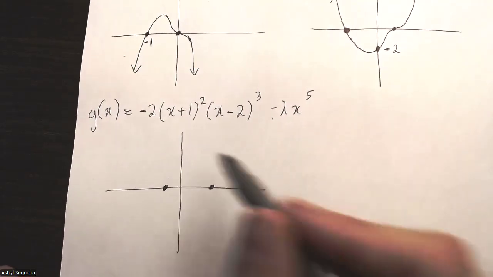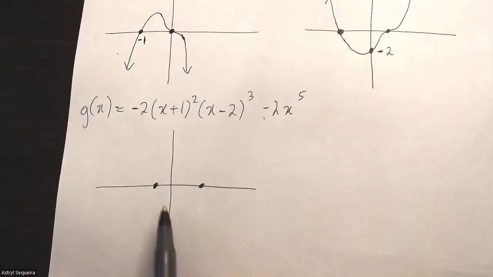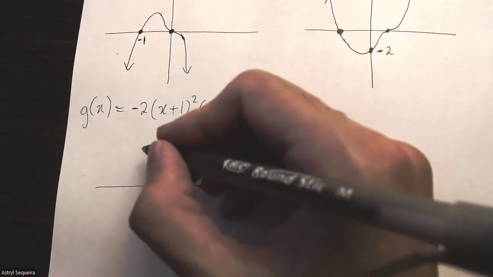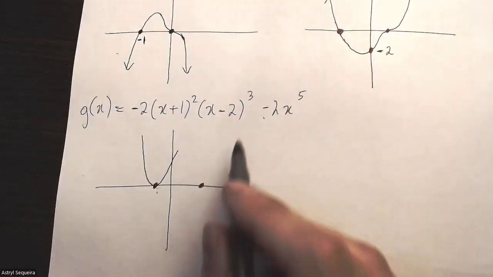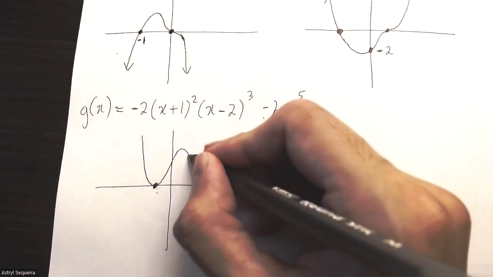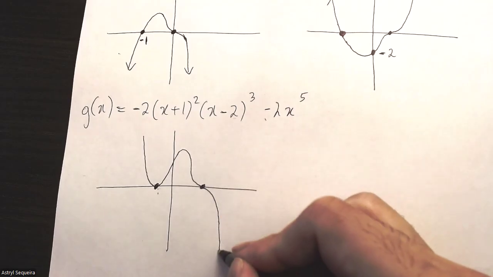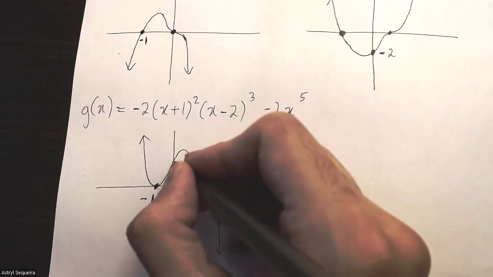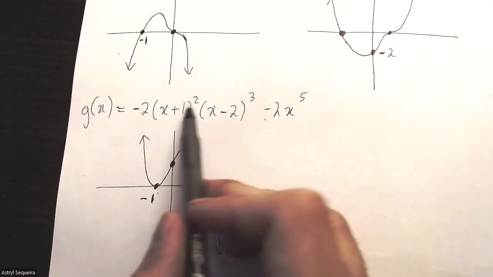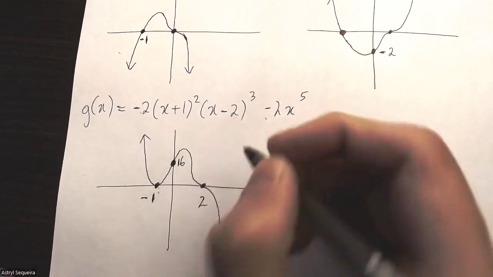So this is a negative odd degree function. Negative odd degree functions start at the top. I'm going to start at the top here. This intercept is squared, so I'm going to bounce off this one. And this one is cubed, which means it's going to be an inflection point over there. And we're just going to go towards the bottom. You can find the y-intercept again by doing negative 2 times 1 squared times negative 2 cubed. Just positive 16.